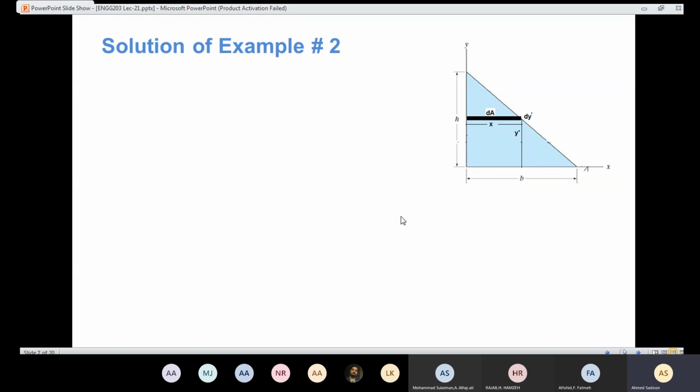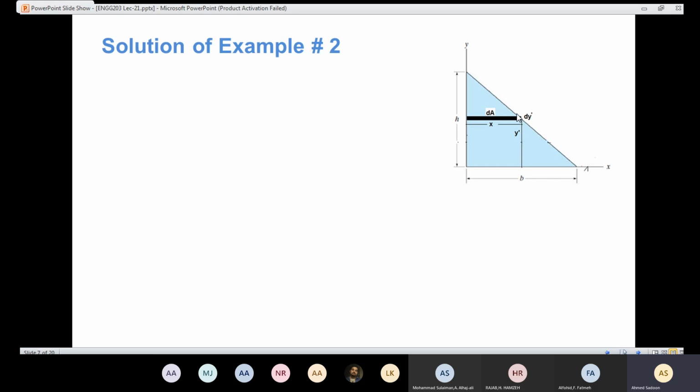So let's see how that's going to take place. First, we need to develop a differential area at a random distance. We need to take the moment about x here. So we are going to take a differential element dA at an arbitrary distance y hat.